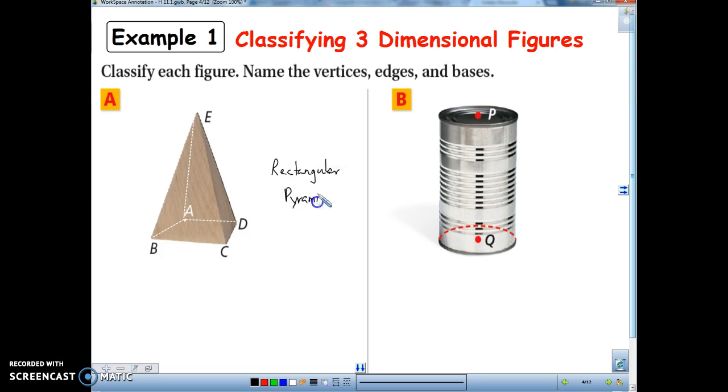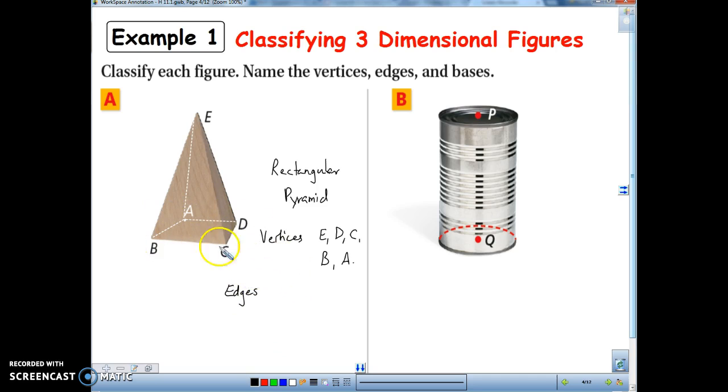And then it wants us to name all the vertices, edges, and bases. So vertices would be the easiest. We have vertices E, D, C, B, and A, all of the points that are shown. Our edges are segments, and so we're going to list them as segments.